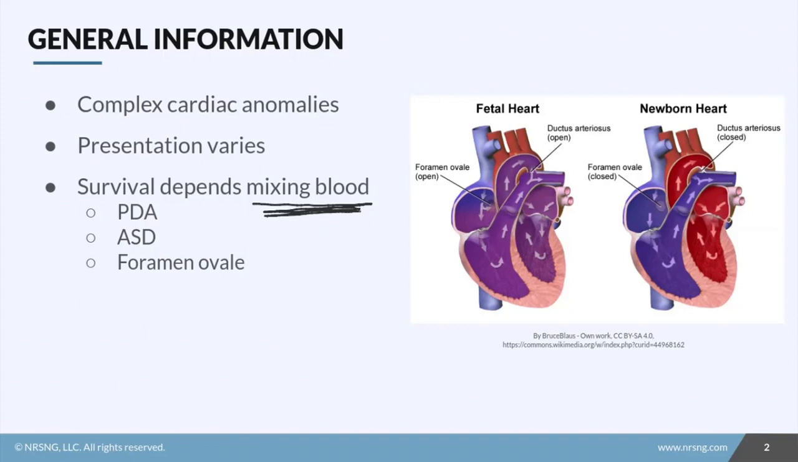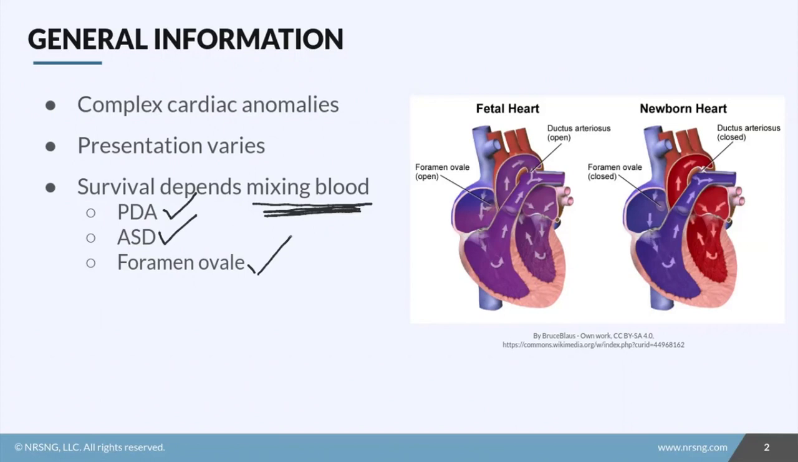The way the blood is going to mix is that they're going to have, hopefully, an opening. So they have either a PDA, an ASD, or a VSD, and then a foramen ovale. If any of those are open, it's going to allow the blood to flow. If you remember, the PDA and the foramen ovale are part of the fetal heart circulation. So if you need a refresher on why those are so important, check out the OB lesson on fetal circulation.